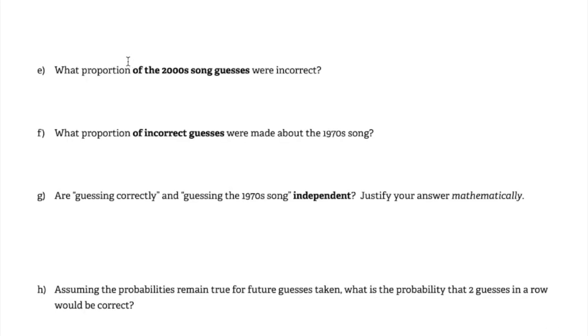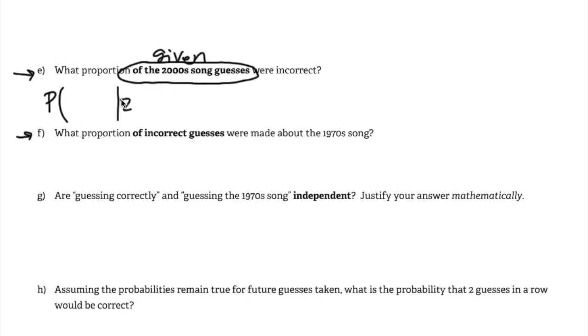So then we have the next part of the problem. So E and F are both what we call conditional probabilities. That means that there's some condition, there's a given. So in part E, what proportion of the 2000 song guesses were incorrect? When we say that, we're saying given that we're only talking about the 2000 songs, we want to know what proportion were incorrect. The way I write this, the given is this vertical line, and we always put the thing we're given after the line. So I'm going to say given that it's a 2000 song, what's the proportion of incorrect or wrong answers.